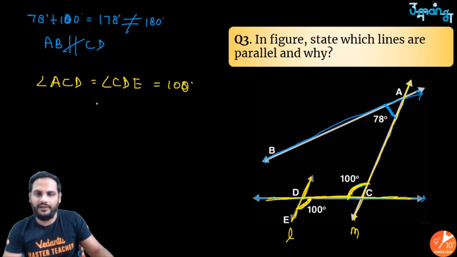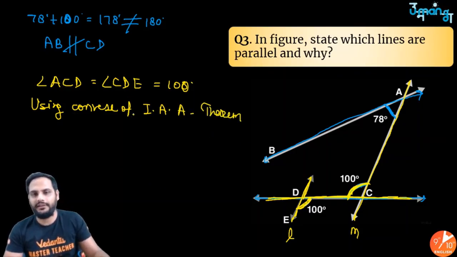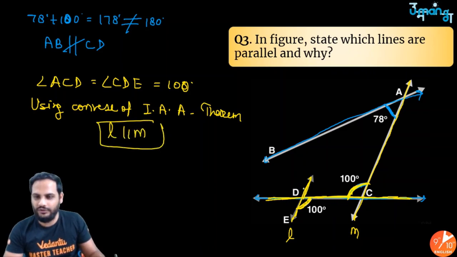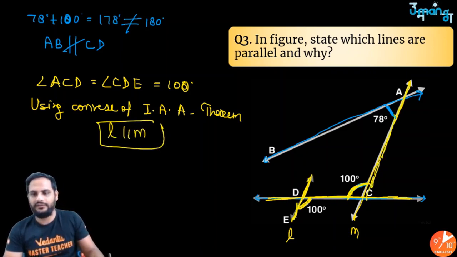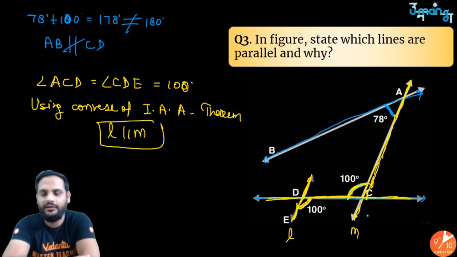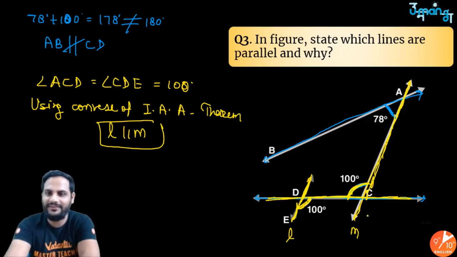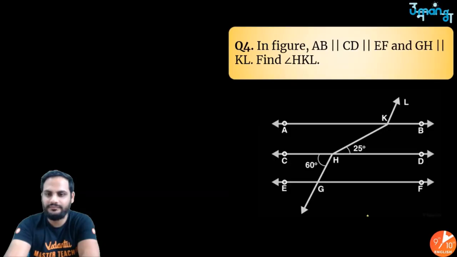So I can say angle ACD is equal to angle CDE, which is 100 degrees. So I can say, using the converse of interior alternate angle theorem, this line L is parallel to line M. So these two yellow lines, DE and AC, will be parallel to each other. Got it? Because the interior alternate angles formed are equal, the lines will be parallel. As simple as that.